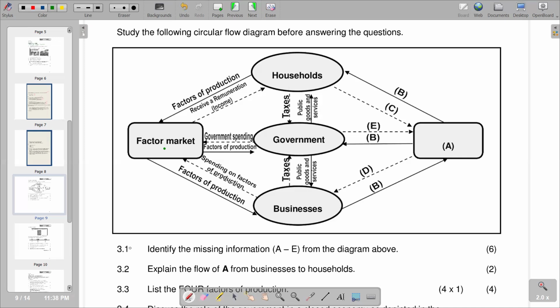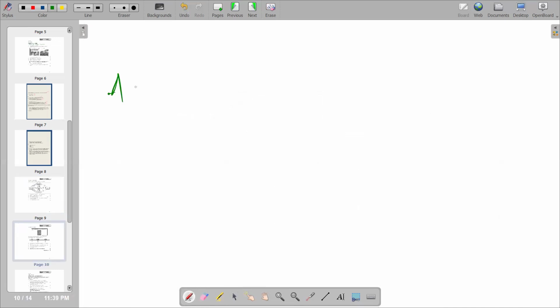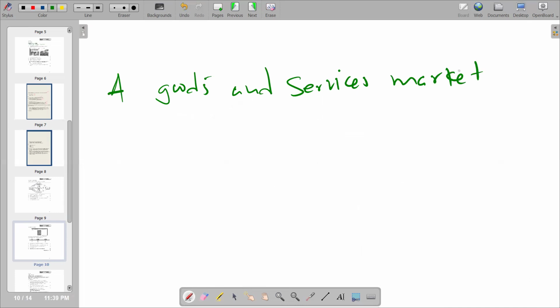We go to our first part of the question, which says identify the missing information A to E. We need to identify what A is. A is a participant directly linked to the government, and you've also got households and businesses. So obviously, this represents the goods and services market. So A is the goods and services market.